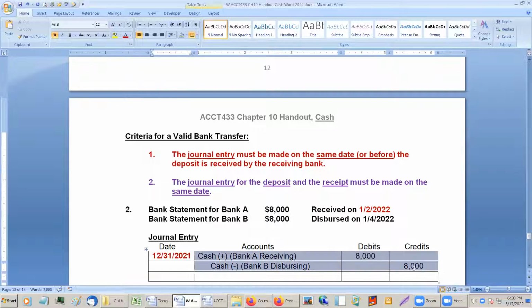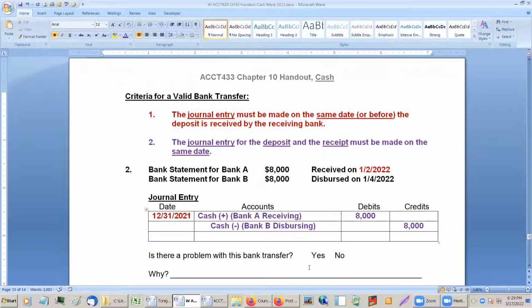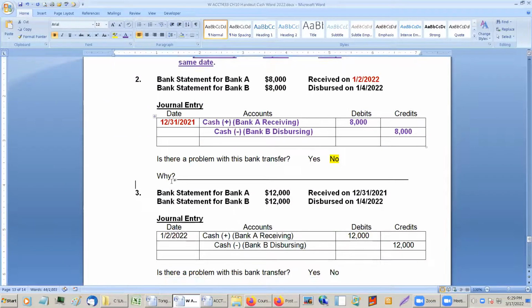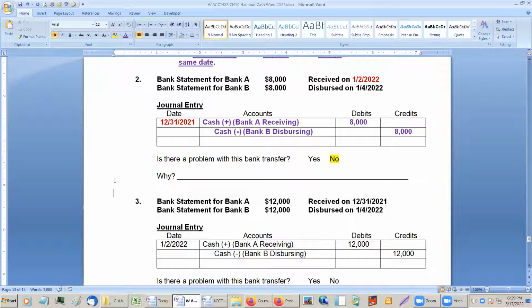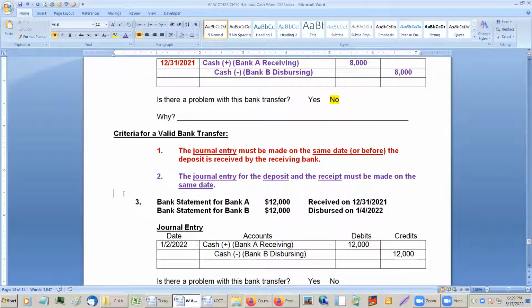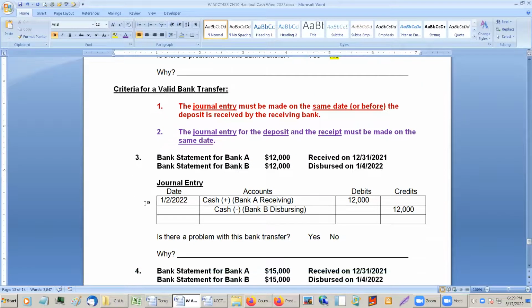And it looks like these two were made at the same time, both in the same journal entry. So is there a problem with this bank transfer? No. In hindsight, I should make this so that it's... But we'll just go. Okay, number 3.